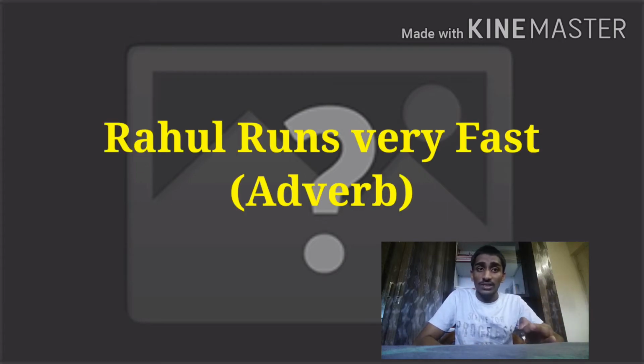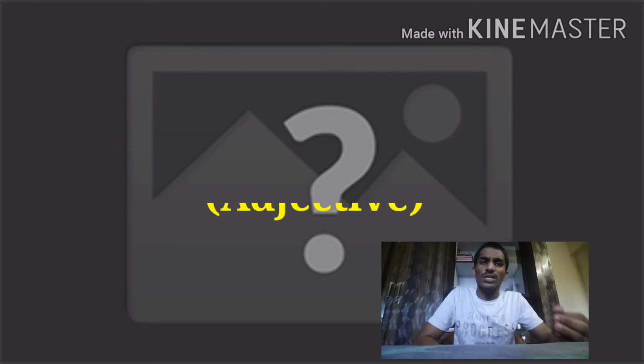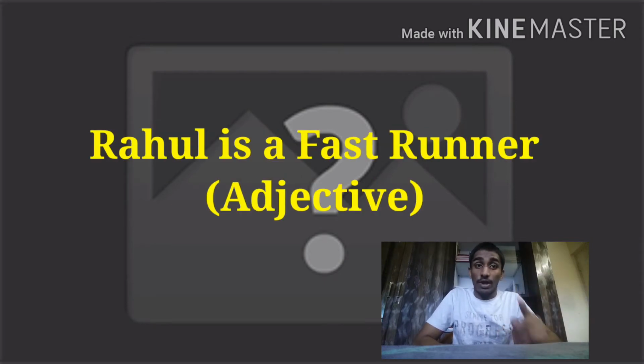Rahul is a fast runner. Do you remember my previous video on adverb, in which I had given you one example saying that Rahul runs very fast? Understand? Now here, Rahul runs very fast becomes an adverb, whereas Rahul is a fast runner becomes an adjective. Now you got confused because there is a very thin line of difference between both. Both are different sentences with different meanings, but the sentences sound similar. And in this situation, it is nothing but adjective.